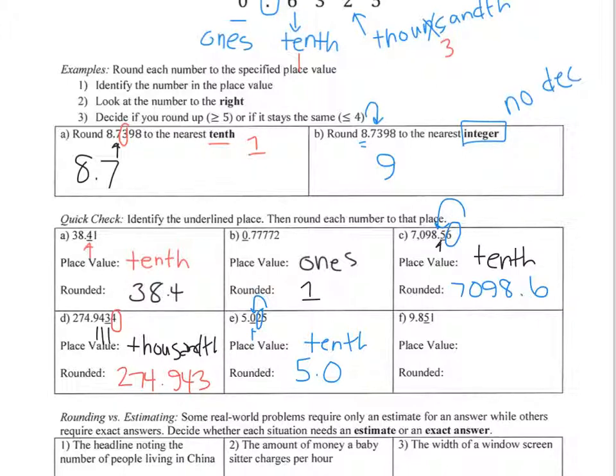Okay, 9.851. So this is 2 decimals in, so this is the hundredth. That looks like a T, hundredth. So when I'm rounding, I'm going to look at the 1, and the 1 is less than 5, so I'm going to keep 9.85 as my answer.